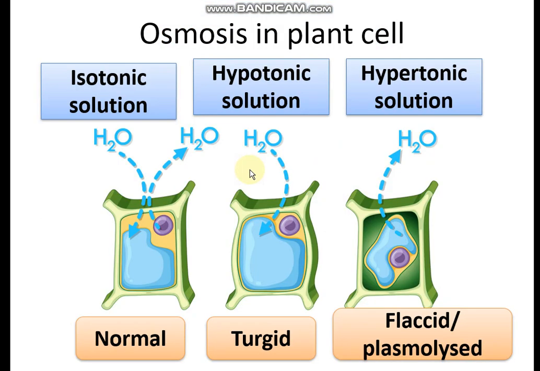Now this is a quick recap. This is another diagram. This is how the cell will look in isotonic conditions. The amount of water entering is equal to the amount of water leaving the cell. In case of hypotonic solution, water will enter the cell and the cell will become turgid, while in case of hypertonic solution, water will leave the cell and it will become flaccid or plasmolysed.